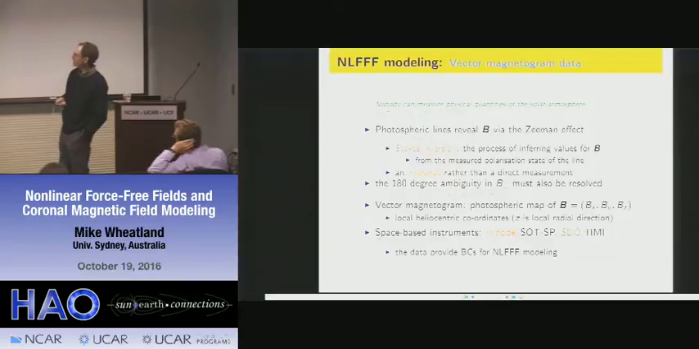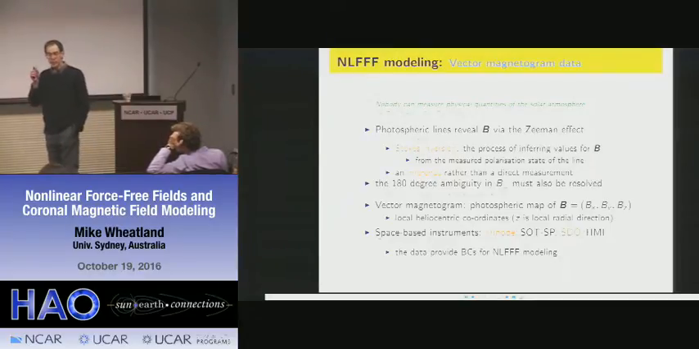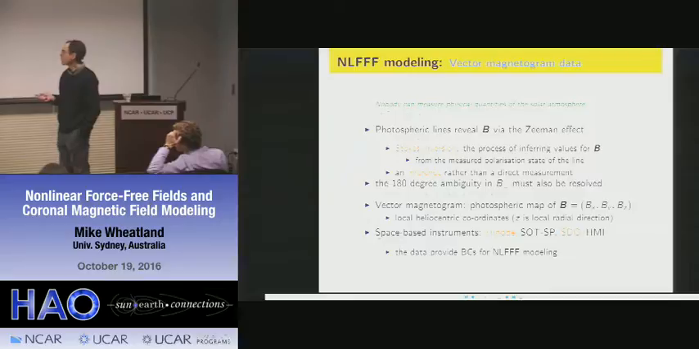So once you've done all that, what you have is a vector magnetogram. And it's a map of all three components of the magnetic field, the vector magnetic field, over a region on the photosphere. So that's what a vector magnetogram is. And so I've written it down here, the field Bx, By, Bz in local heliocentric coordinates, where Z is the direction perpendicular to the photosphere, so the local radial direction.